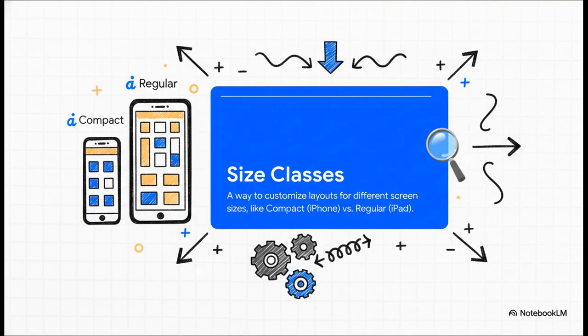So what about those times when you need a completely different layout? For that, we have size classes. Just think of them as broad categories for screen space. An iPhone held normally has a compact width, while an iPad has a regular width. And you can use these classes to make really big, significant layout changes.